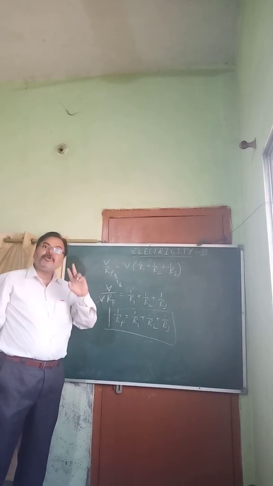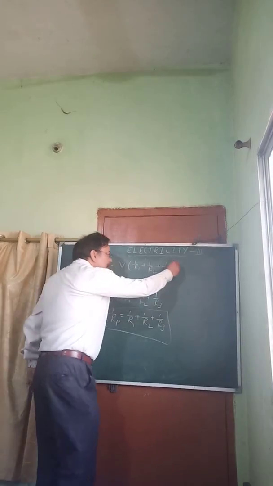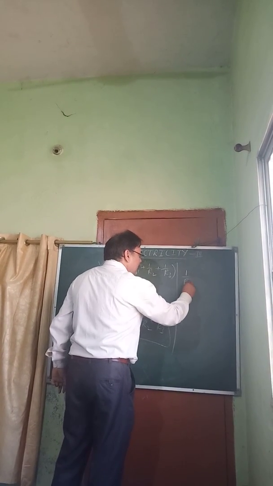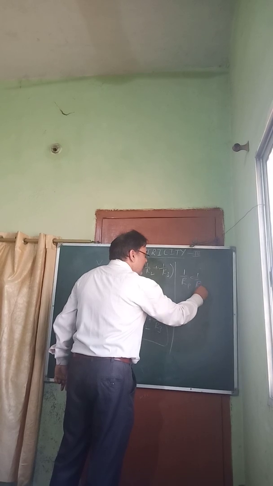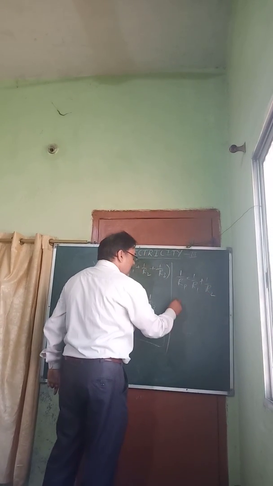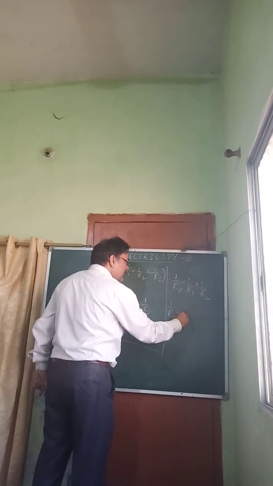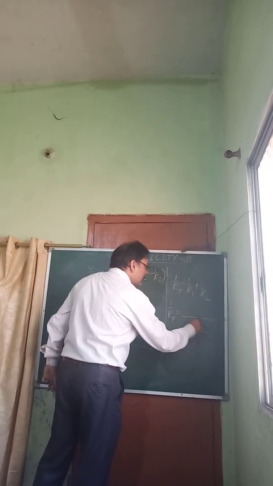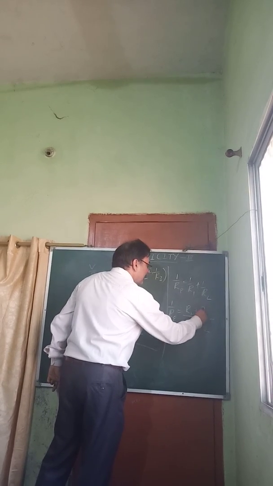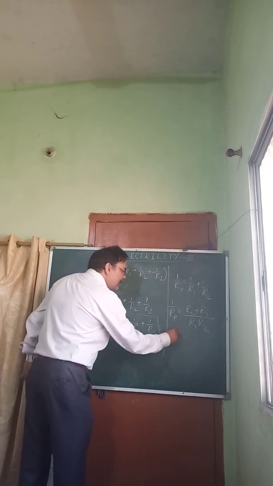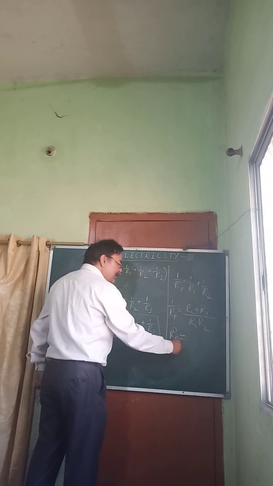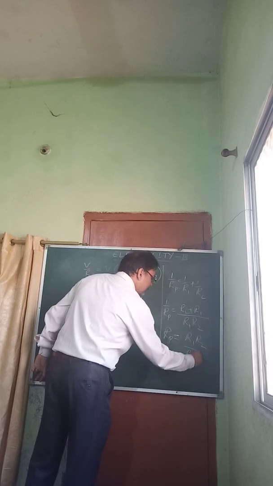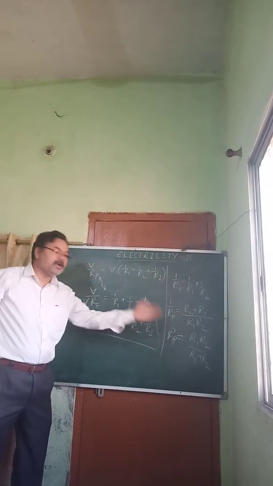If there are only 2 resistors in the circuit, then what will happen? I can show you here. 1 by Rp is equals to 1 by R1 plus 1 by R2. So 1 by Rp will be how much? You can take the LCM and add them. So simply you can write R1 R2 and you can get R2 plus R1. But you have to find out Rp. So Rp is equals to, you have to invert both sides. So R1 R2 by R1 plus R2. After inverting, you will get the result.